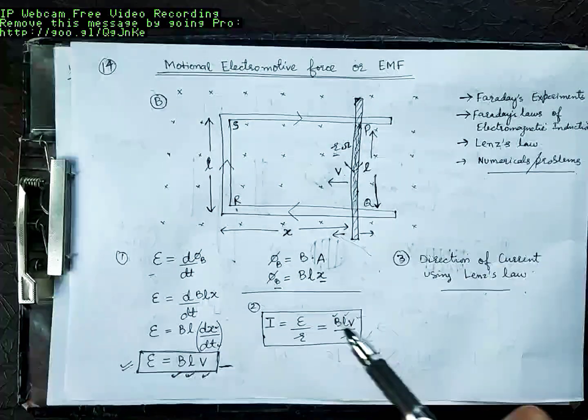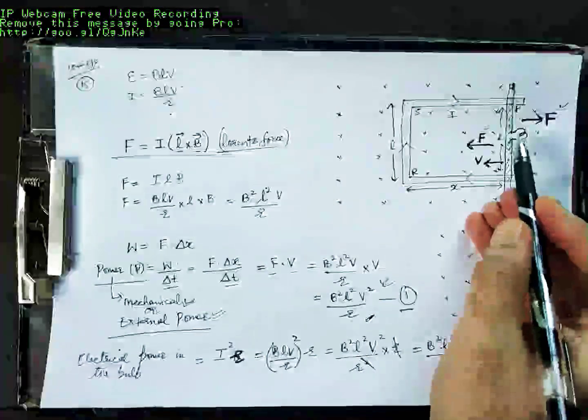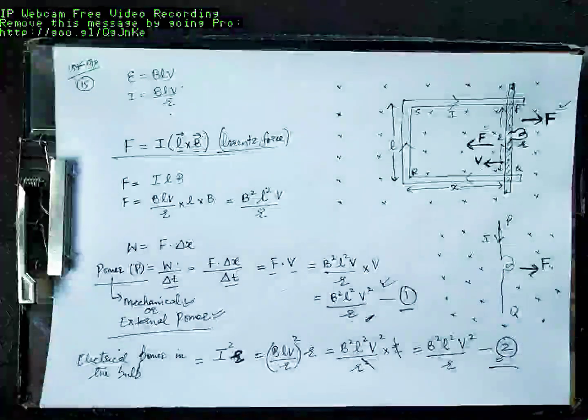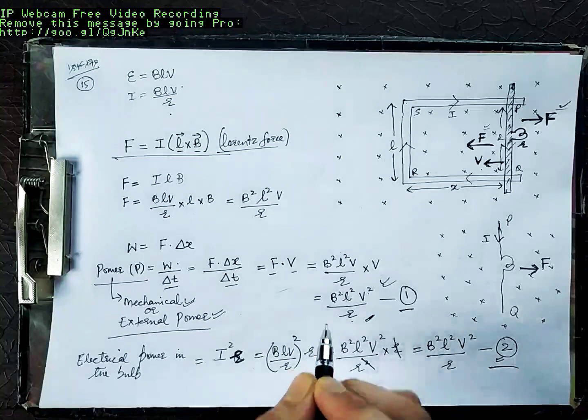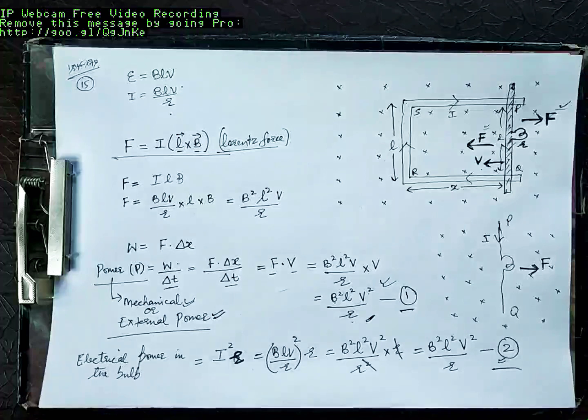And in this case, I assume that the whole resistance is the resistance of the bulb. So in this case, this bulb will glow. And this bulb will give the power equal to B square L square V square divided by R, which was the same power that I have to put in as mechanical power to move this.